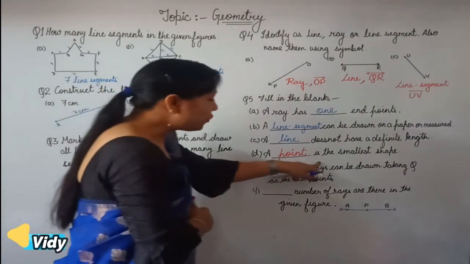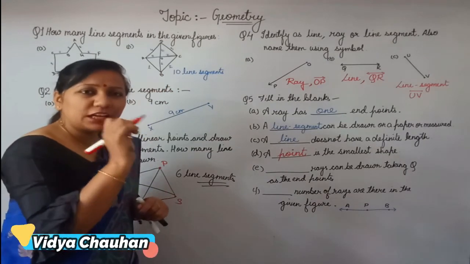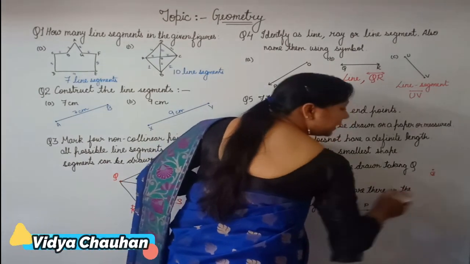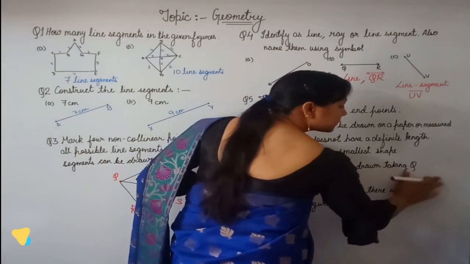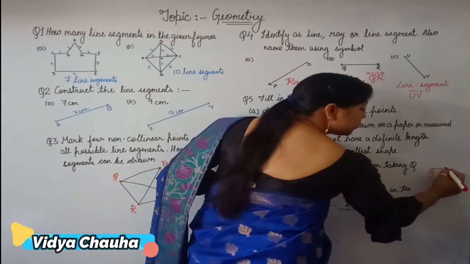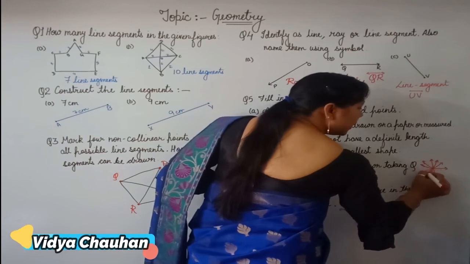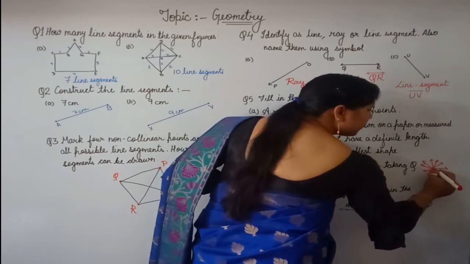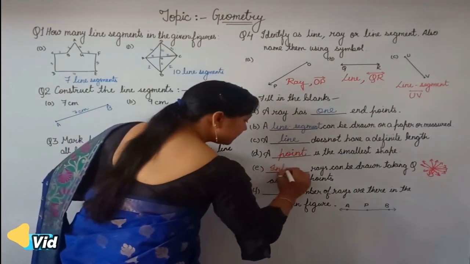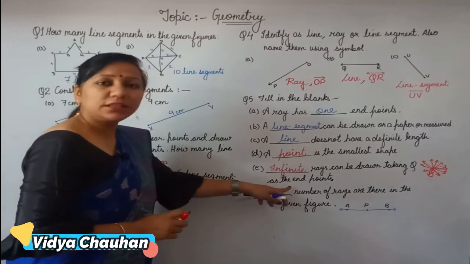E part, dash rays can be drawn taking Q as the end point. If Q is the end point, that means a fixed point, how many rays can we draw? Suppose this is our point Q and it is asked how many rays you can draw from this point. So yes, see how many rays I can draw. I can draw infinite number of rays from the fixed point Q. So what is our answer? Infinite. We can draw infinite rays from a fixed point Q.